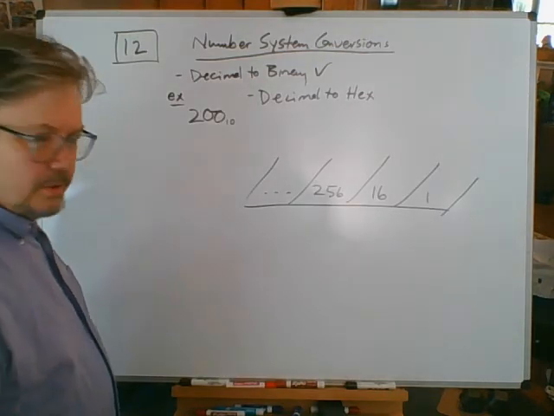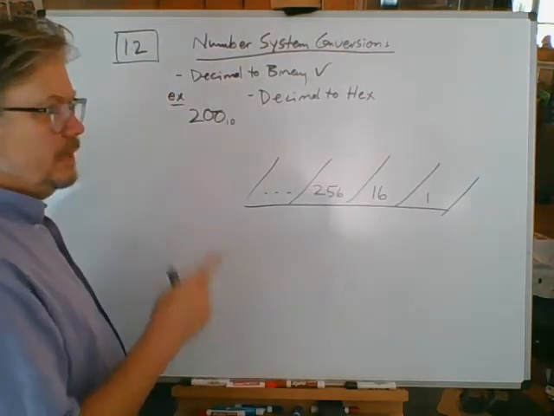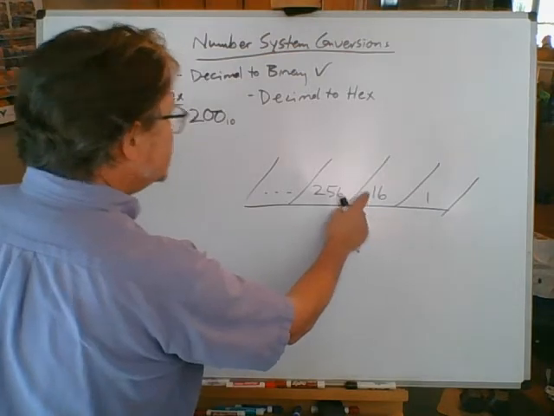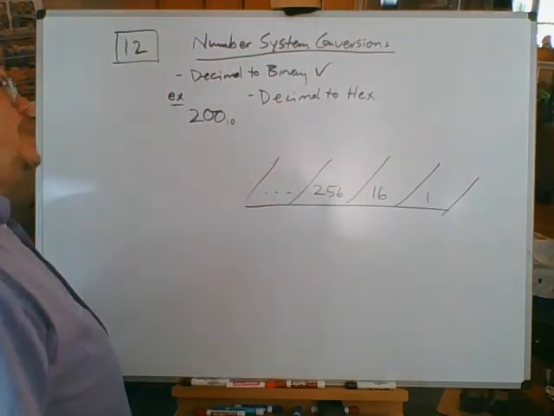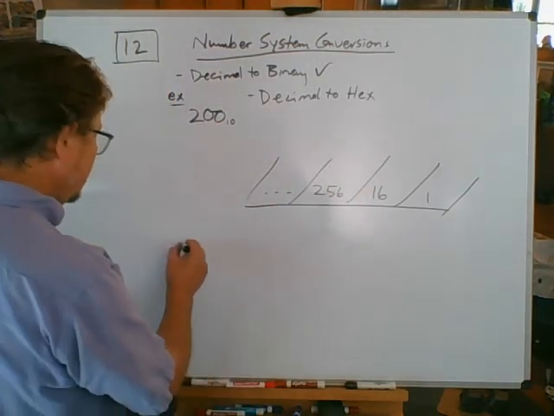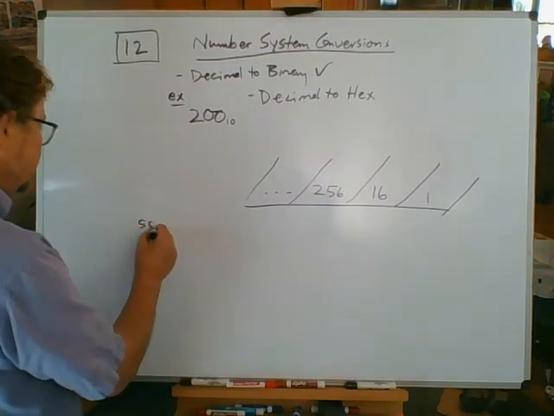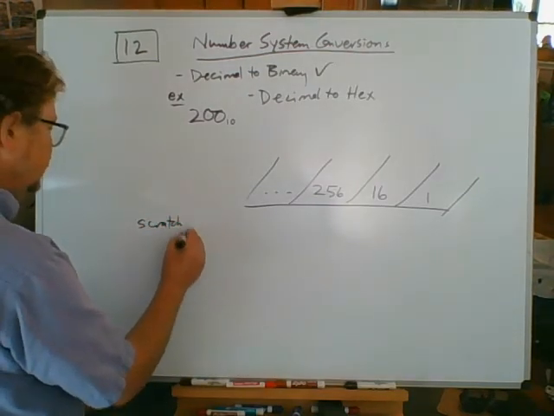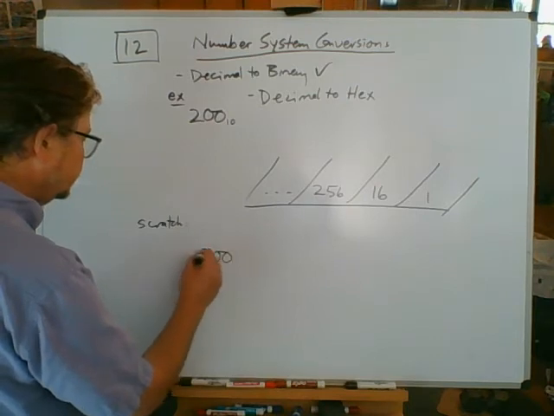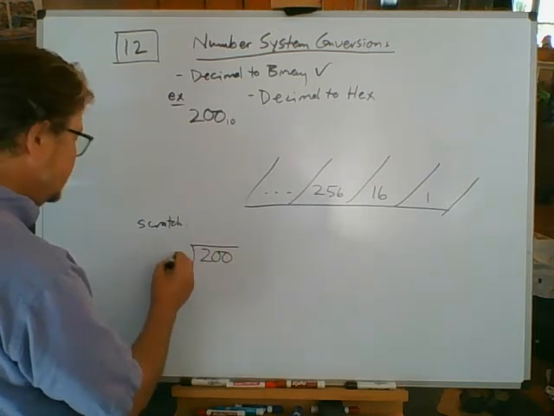Here comes the long division. Here's the question we have to answer. How many groups of 16 can we get out of 200? Oh, here it is, scratch work, S-C-R-A-T-C-H. I'll start with 200, divide by 16.